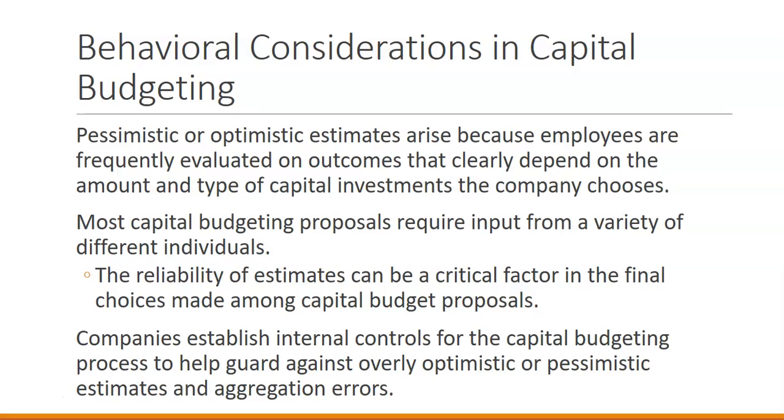We need to make sure we have extremely reliable estimates, and we usually have some kind of internal controls to help guard against having overly optimistic or pessimistic estimates. So we might make our estimates with budgetary slack, if you remember that, and we don't want that to happen in capital budgeting. We don't want there to be any room for slack, either positive or negative slack.